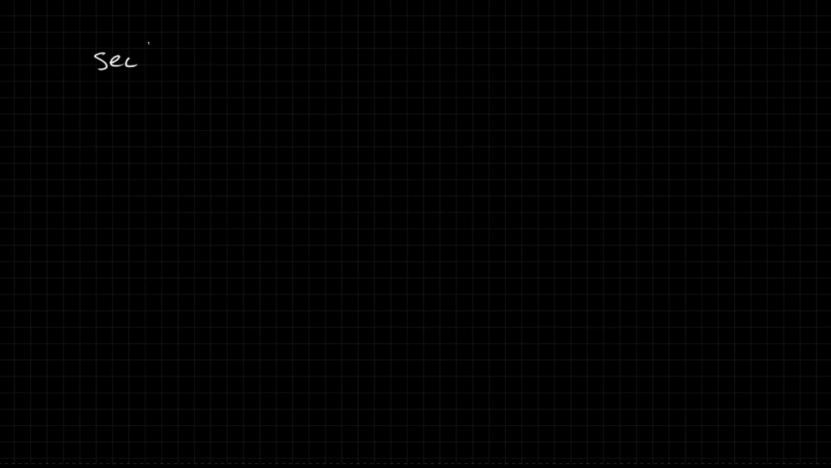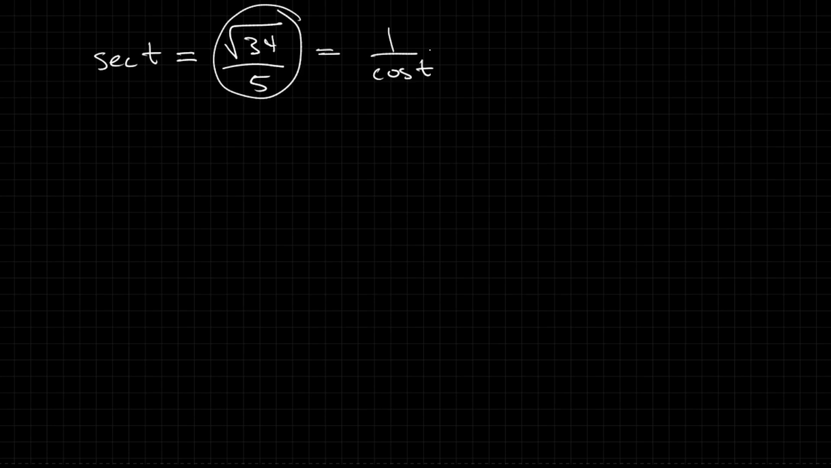Secant of t is equal to the square root of 34 over 5. And that allows you to determine what cosine of t is, because remember, secant of t is equal to 1 over cosine t. So 1 over cosine t is root 34 over 5. I can multiply both sides by cosine of t and divide by what is over here on the left-hand side, and I would get that cosine of t is equal to 5 over the square root of 34.